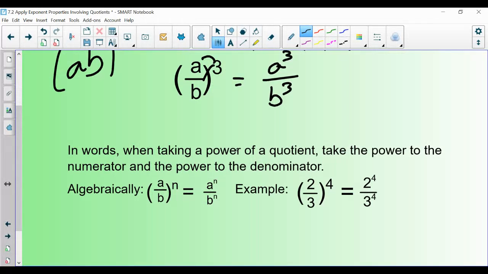In words, when taking a power of a quotient, this is a quotient, it's a division, right? Take the power to the numerator and the power to the denominator. Here I have it algebraically. A divided by b to the nth power is the same as a to the nth power, b to the nth power. And here's an example. If 2/3 was being taken to the 4th, that's the same as 2 to the 4th divided by 3 to the 4th. We took that exponent and we applied it to both the numerator and the denominator.